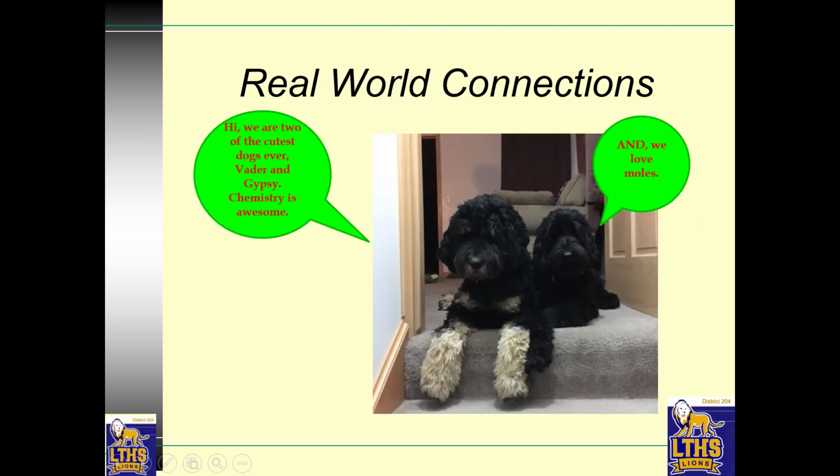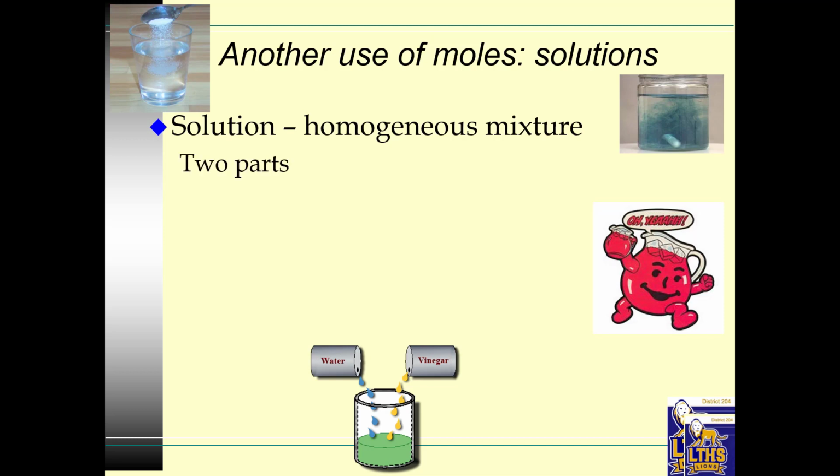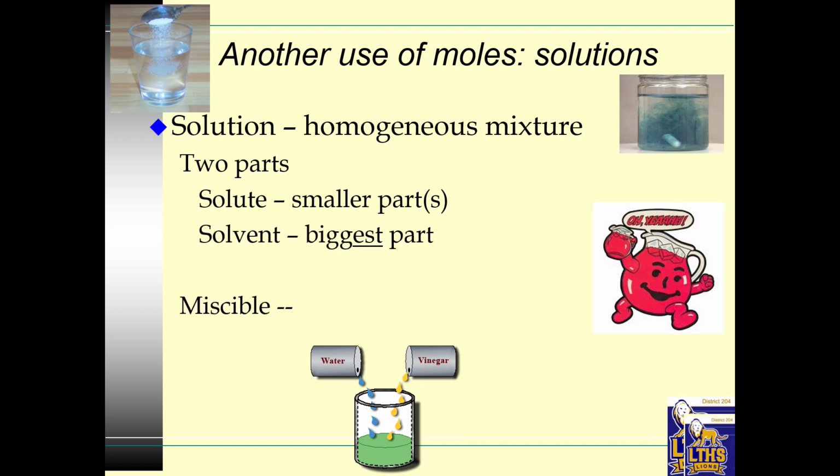Okay, so real world connections. Oh, look at those 2 cute dogs. Aren't they cute? Okay, so another use of moles is in solutions. But remember, a solution is a mixture. It has stuff dissolved in water. So the 2 parts are the solute, the smaller part, and the solvent is the biggest part. Miscible is just another way of saying 2 liquids can mix. So you can have a solution of a liquid in a liquid, like water and vinegar. You can have a solution of a solid solute that dissolves in the solvent.